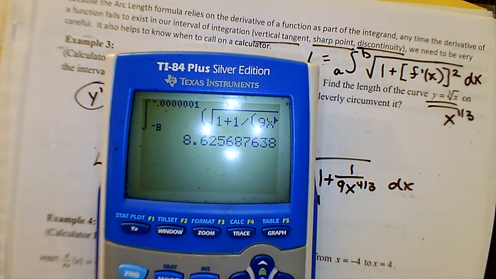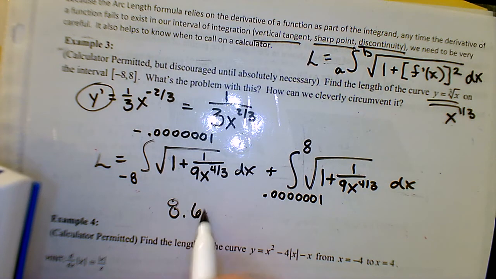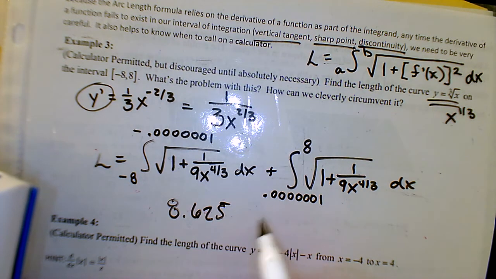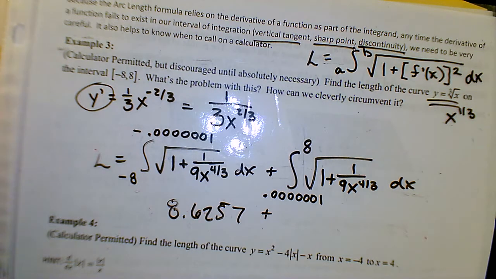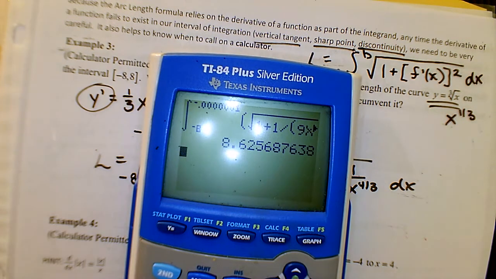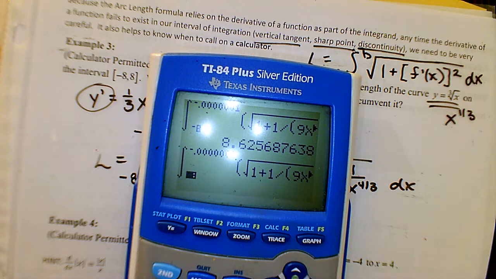All right, 8.6256 or 7, something like that. All right, 8.625, maybe we'll say 7, okay. Go ahead and you can type in the other one. If you hit second entry, it'll bring up the same exact integral you typed in, but you just have to switch the bounds.